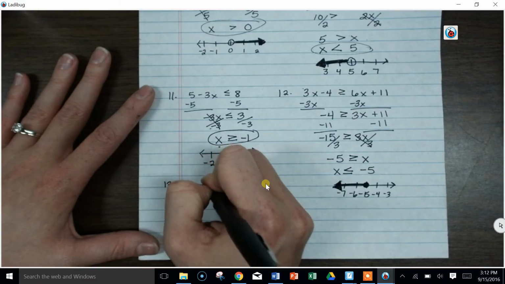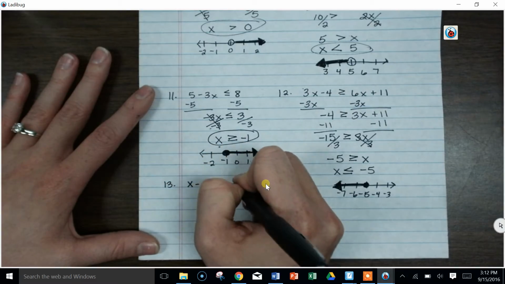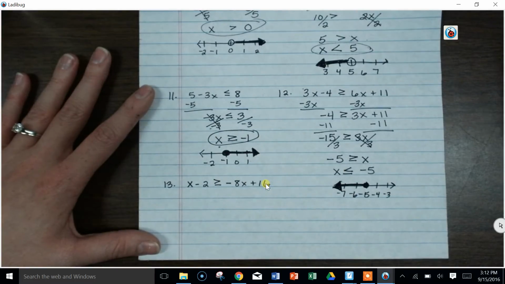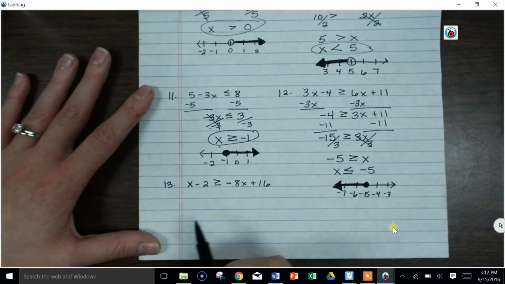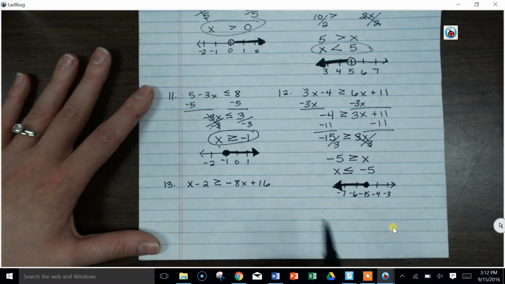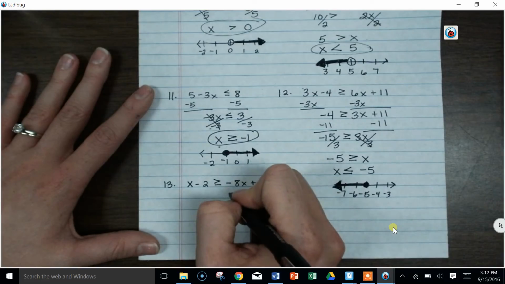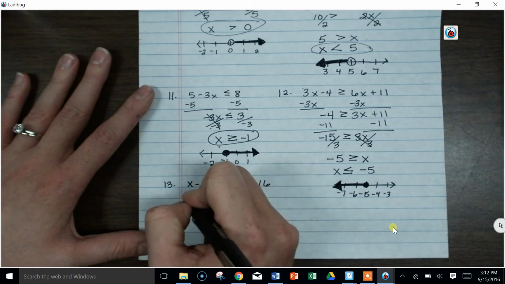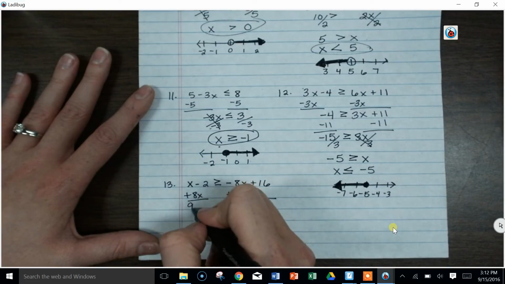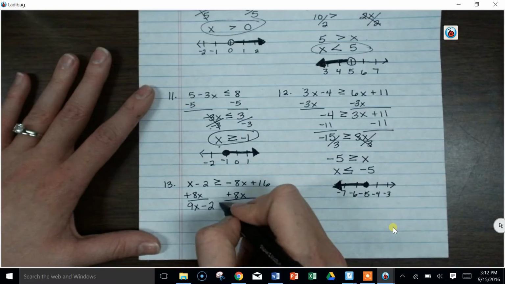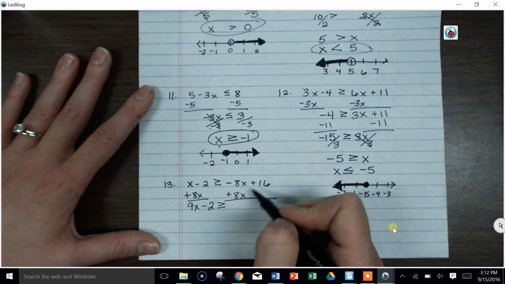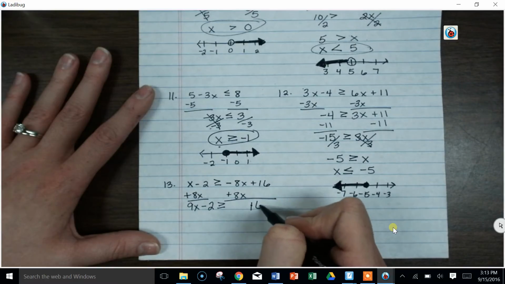x minus 2 greater than or equal to negative 8x plus 16. I'm going to isolate my variable. My coefficients for x are positive 1 and negative 8. Negative 8 is smaller. That's what I'm going to move. Do the opposite and add 8x to both sides of my inequality. x plus 8x is 9x. Bring down the negative 2. Keep the inequality. Negative 8x plus 8x is 0. Bring down the positive 16.